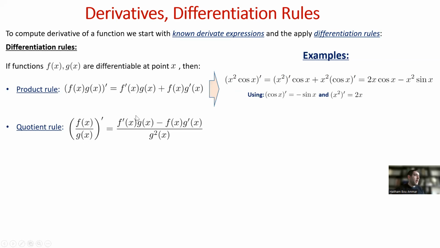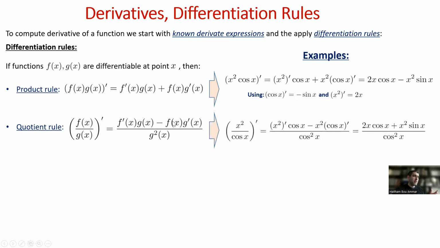Then the quotient rule tells us that the derivative of the ratio is the following fraction. In the numerator you have the derivative of f of x multiplied by the function g of x, minus the function f of x multiplied by the derivative of g of x, g prime of x, and this is divided by the square of the denominator function, g square of x.